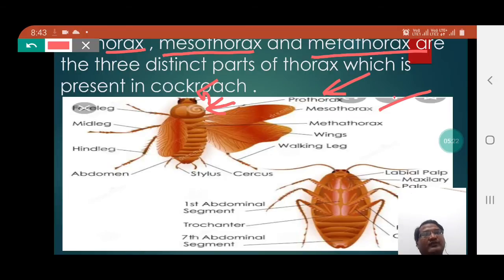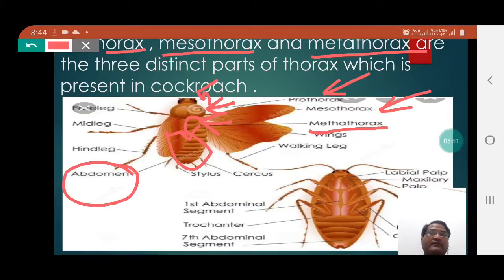Now students, mesothorax is the connecting link between the prothorax and metathorax. And next is the metathorax. Students, metathorax is the part of the thorax which further connects to the abdomen. So students, here you can see the abdomen. This is the abdomen, and this abdomen part is directly connected with the metathorax.